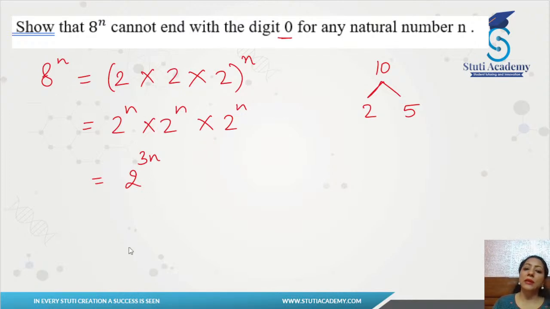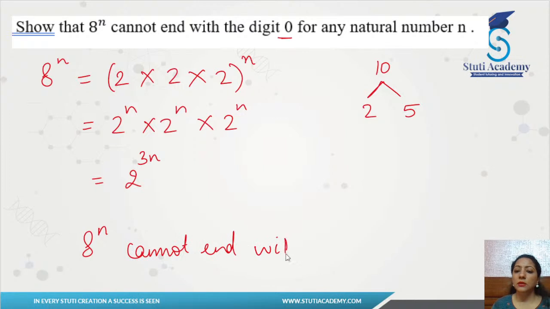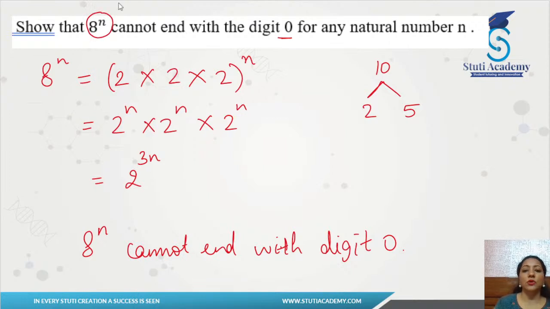Finally, we can conclude that 8 raised to the power n cannot end with digit 0. That means it cannot have 0 in the ones place. So you will get a lot of questions like this also, where like here you have 8 raised n, you can get 12 raised n, 6 raised n, 4 raised n. Such questions also you can get in the exam.